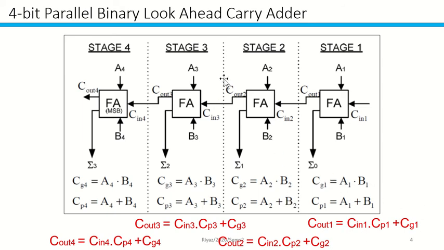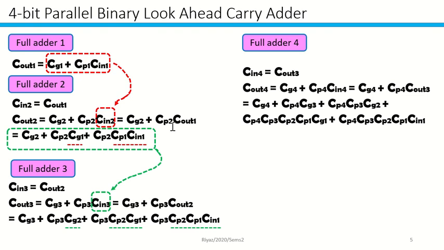And then for C out 2, you're going to have C in 2 dot CP2, where C in 2 is the C out of the first stage. So the formula is C in 2 dot CP2 plus CG2. For C out 3, it equals C in 3 dot CP3 plus CG3, and C out 4 equals C in 4 dot CP4 plus CG4. So this is how you're going to prove it in a circuit.